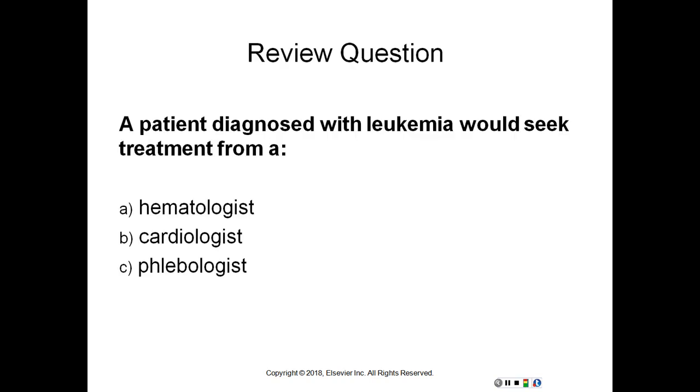A patient diagnosed with leukemia would seek treatment from which type of physician? So again, they all end in logist, which is a physician who studies or treats. And so the one that would deal with leukemia would be A for hematologist. Remember, cardio is heart. Phlebo would be vein.